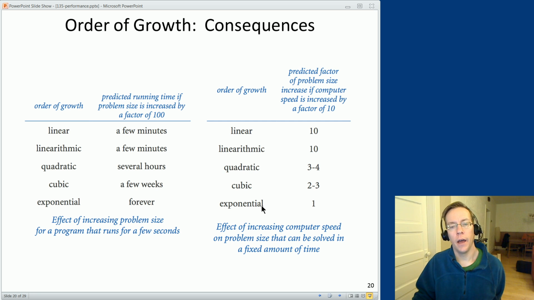And this table on the right shows you what the impact is if suddenly you get a computer that's 10 times faster. How much faster is your thing going to run? Well, if it's linear, it now runs 10 times faster, or 10 times faster for linearithmic, 3 to 4 for quadratic, 2 to 3 for cubic. And if you've got an exponential algorithm, you can get a faster computer, it's just not going to help much. You're not really going to get done any quicker.